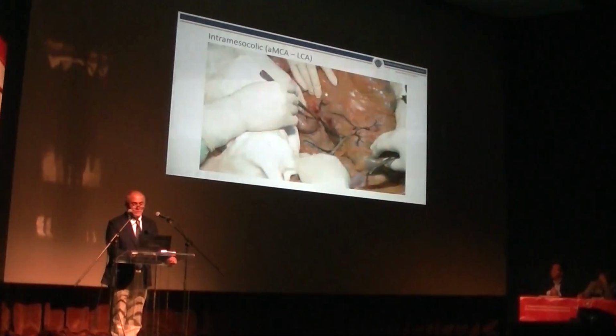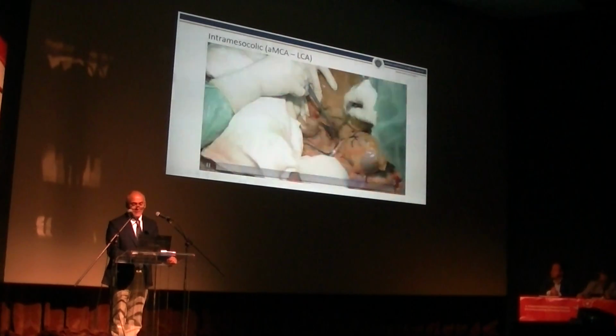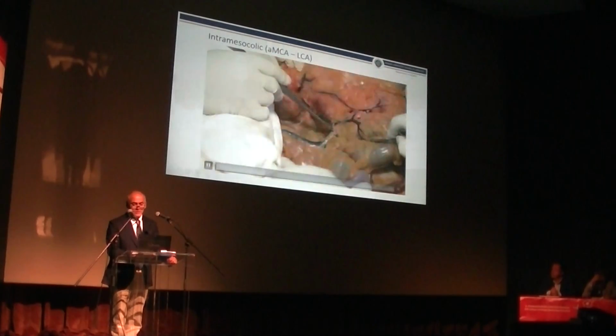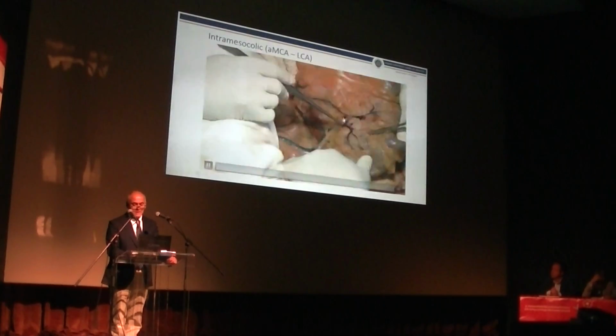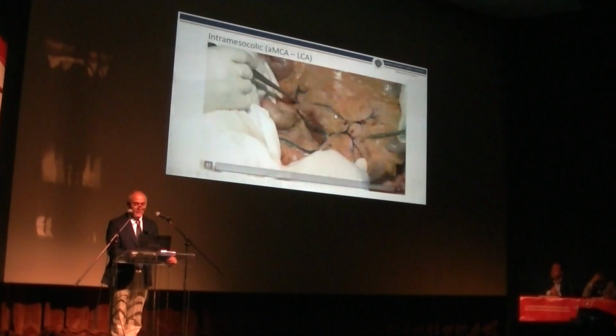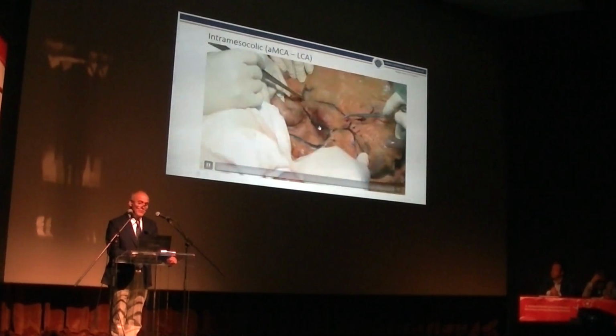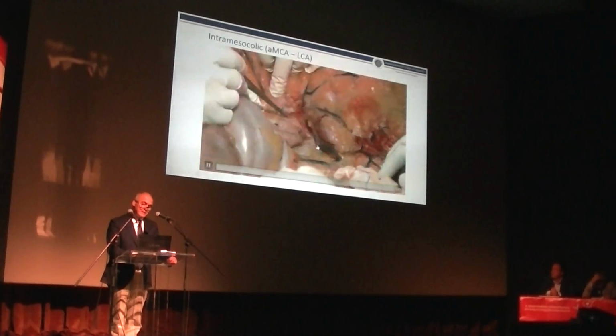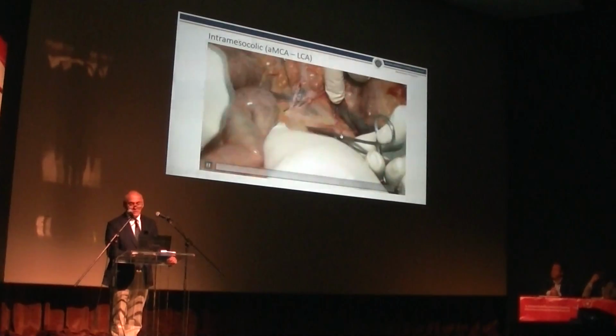And here, as you see, it is the left colic, the ascending branch. This is the transverse colon, and this is, as you see, a parallel artery, not accompanying the inferior mesenteric vein. It communicates with the middle colic, but not next to the inferior mesenteric vein.